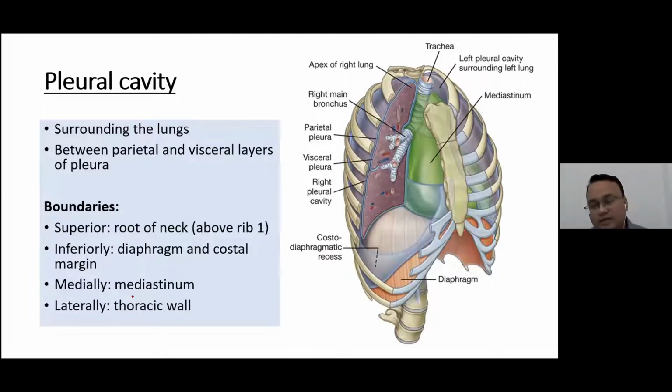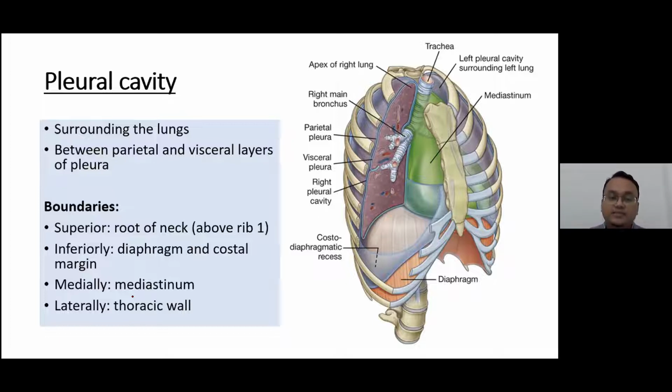So now we are leaving the thoracic wall itself. We are entering the pleural cavity. What is the pleural cavity? It is a space which surrounds the lungs and lies between the parietal and visceral layers of pleura, right? So it has its own boundary, meaning it's going to cover everything, including the lung itself.